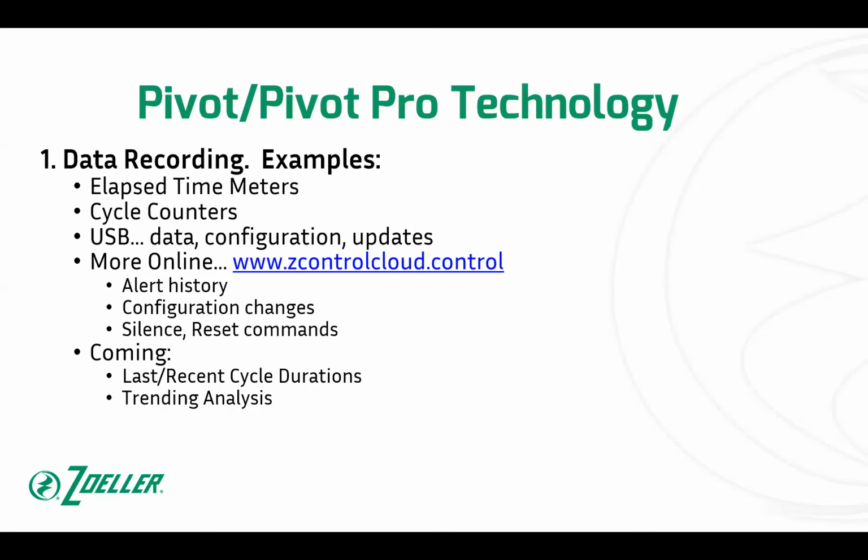Now, if it's a Pivot Pro and it's connected to the cloud, all that data is online. So in addition to counts being online, you're also going to have a full alert history. There's no other way to have an alert history unless it's online. You can also do some of the configuration changes remotely from the cloud.